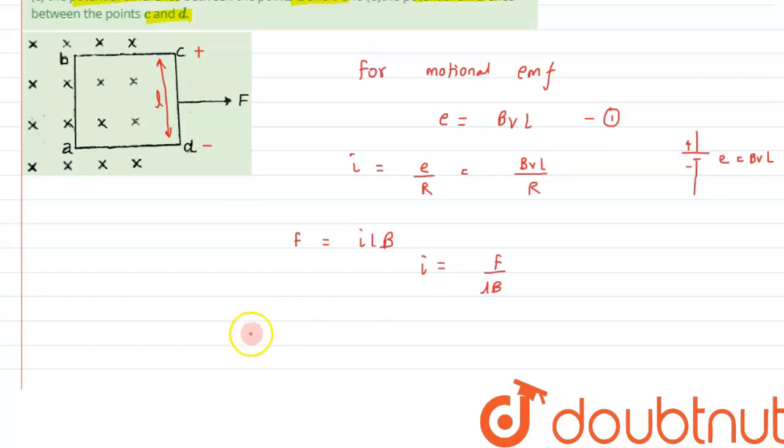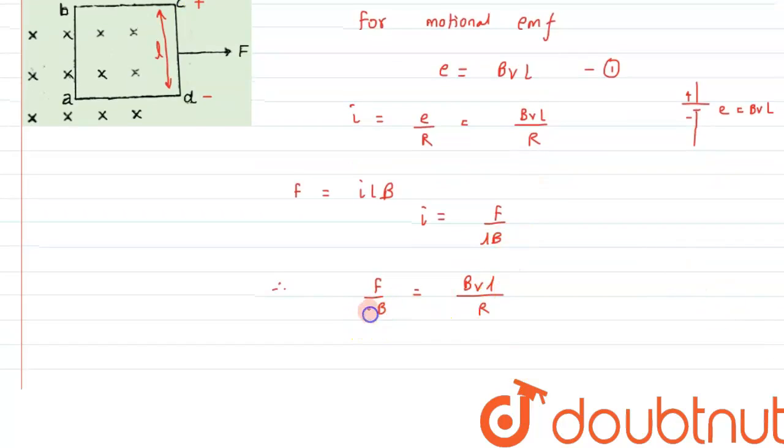Since force has been given, current will be F by LB. Therefore, if we substitute this value in the above equation, instead of I we can write F by LB, and that is equal to BVL by R. Alright, so what we can do over here is take a single notation for everything, so we can keep it as L only.